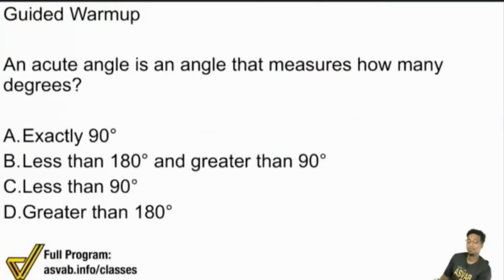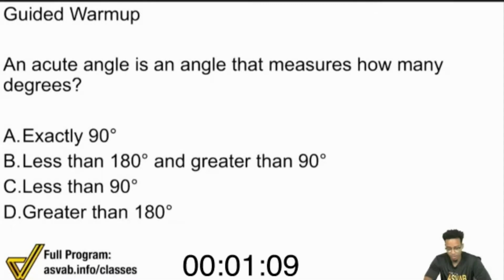So let's go ahead and start with some practice. Now we're going to get to the practice. An acute angle is an angle that measures how many degrees? You have 20 seconds. Go. You have 9 seconds left here. 3, 2, and 1. Time. Go ahead and put those answers in.